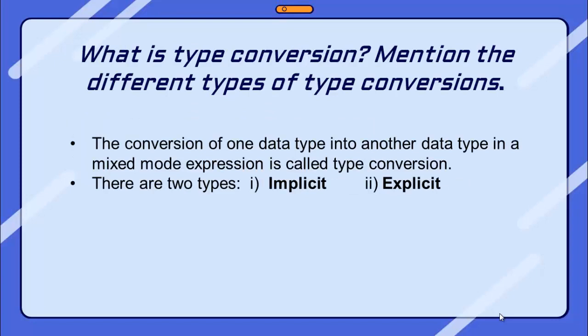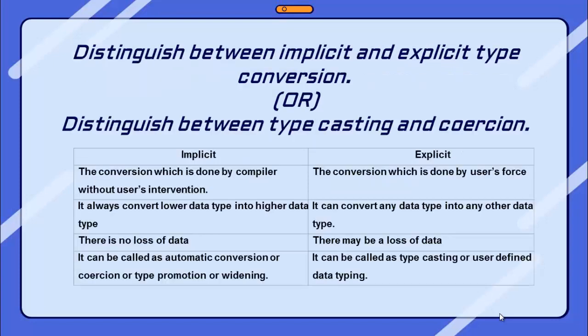What is type conversion? Mention the different types of type conversion. The conversion of one data type into another data type in a mixed mode expression is called type conversion. There are 2 types, implicit and explicit. So this is the difference between implicit and explicit. The conversion which is done by the compiler without user intervention is implicit. With the user intervention it is explicit.